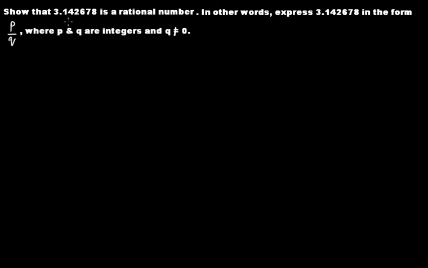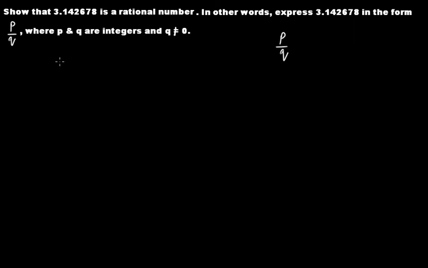Show that 3.142678 is a rational number. In other words, express the same number in the form p by q, which is a way to represent a rational number where p and q are integers and q is not equal to 0. We know that we represent a rational number in the form of p by q, where p and q can be integers but q cannot be equal to 0.